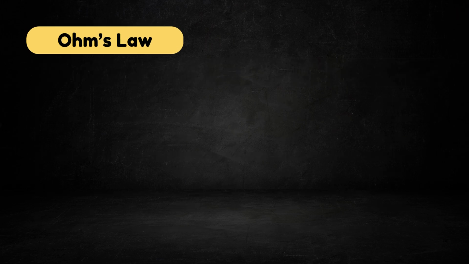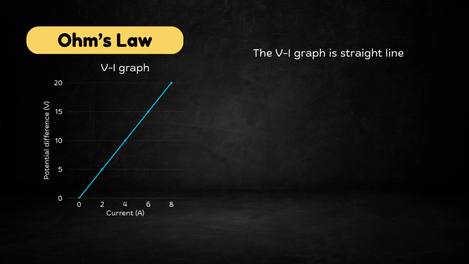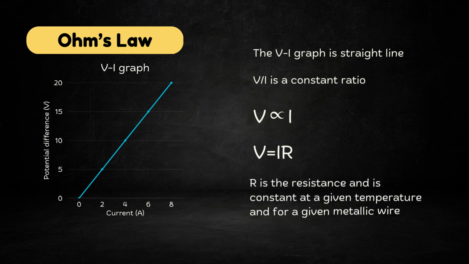If we plot the V and I in a graph, we get a straight line passing through the origin. This explains that the ratio V by I is always a constant. And this relates to V is proportional to I. If we remove the proportionality constant, we can write V is equal to IR, where R is the resistance and it is a constant at a given temperature for a given metallic wire.